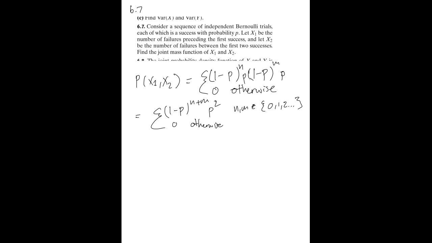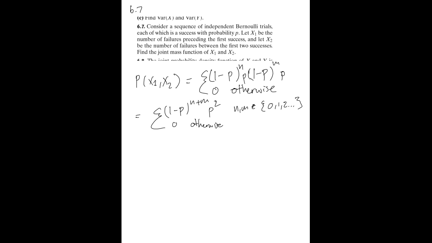So the joint mass function is multiplying the probabilities of the first n failures, so that's 1 minus p to the n power, times the probability of the m failures between the successes, so that's 1 minus p to the m, times p. And that's pretty much it, where n and m are whole numbers.